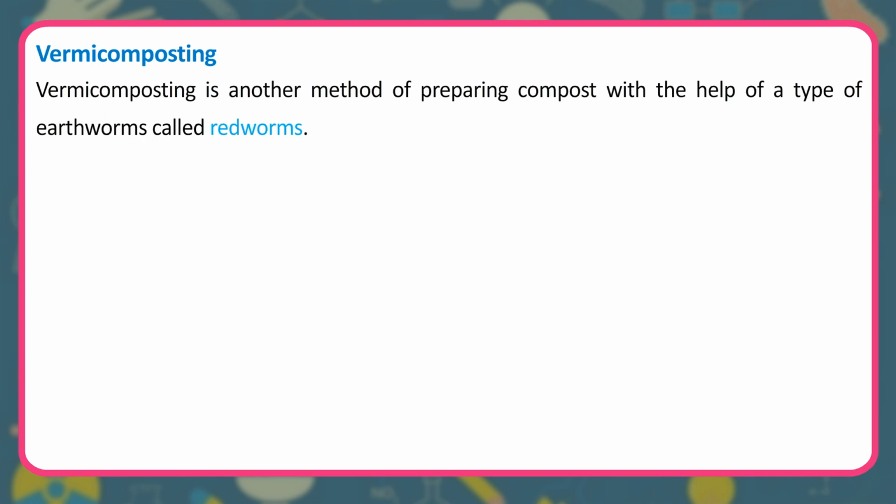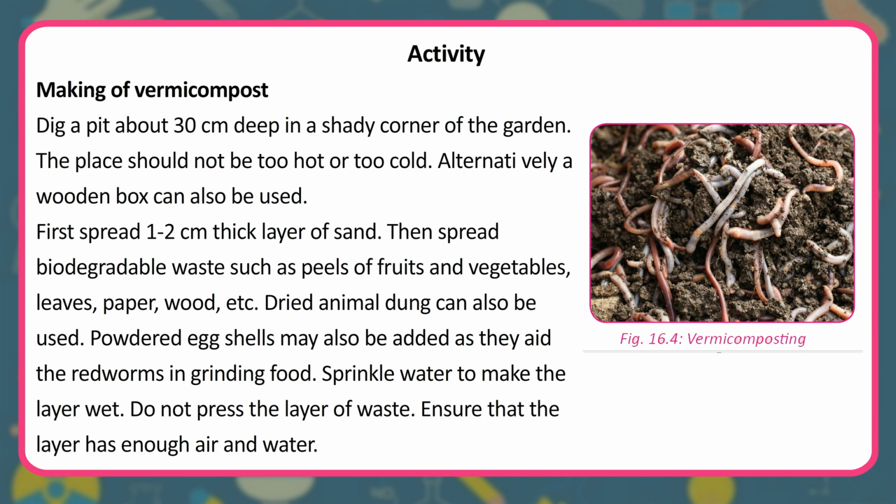Vermicomposting. Vermicomposting is another method of preparing compost with the help of a type of earthworms called redworms. Activity. Making of vermicompost. Dig a pit about 30 cm deep in a shady corner of the garden. The place should not be too hot or too cold. Alternatively, a wooden box can also be used.